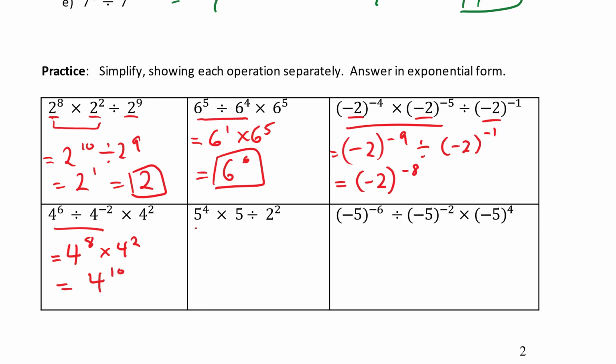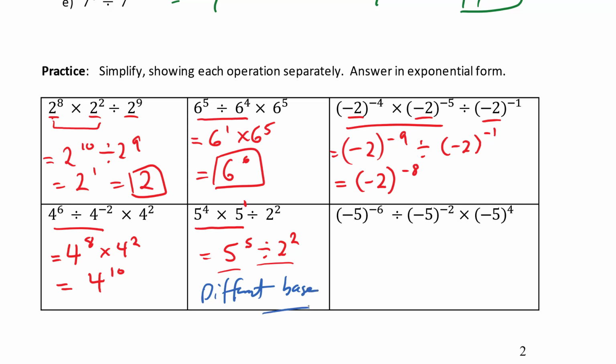What about here? We have 2 of the same bases. You don't see an exponent there. We assume it's 1, so we add them up. This is 5 to the 5 divided by 2 squared. Exponent laws now? Nope, can't do it. Different bases. We'd have to expand it out, but different bases, so our laws don't apply here.